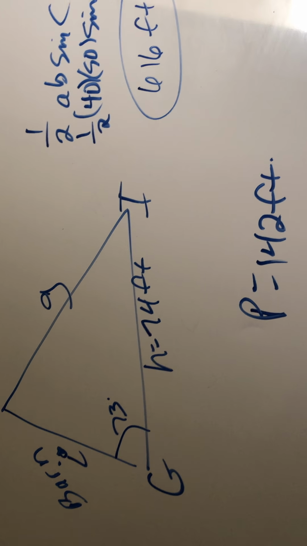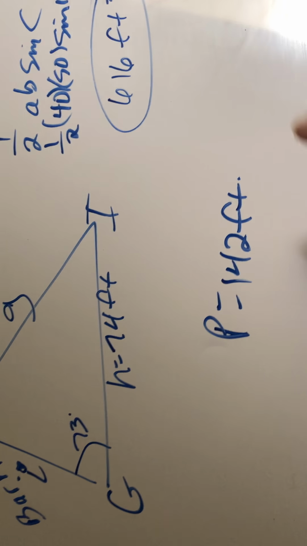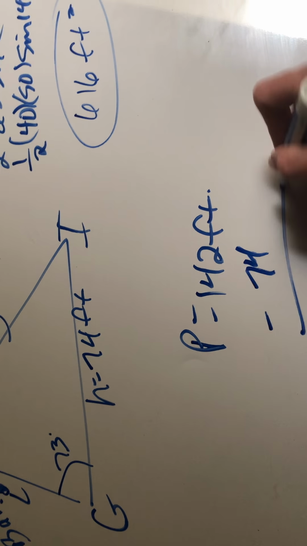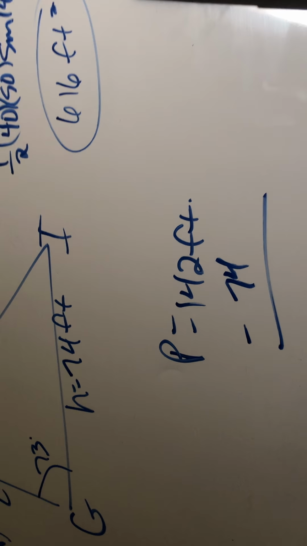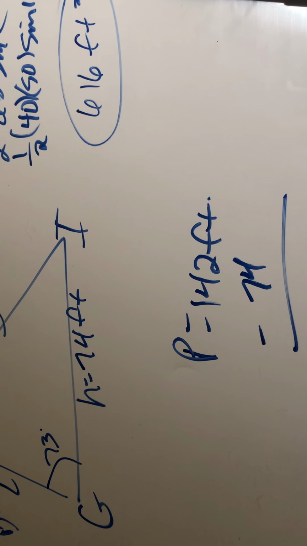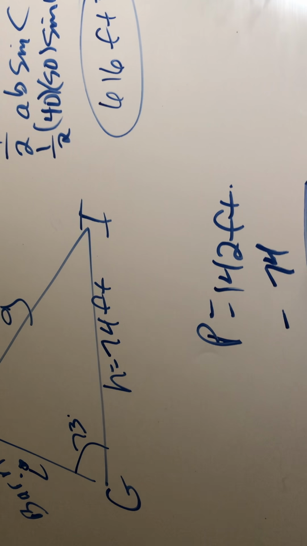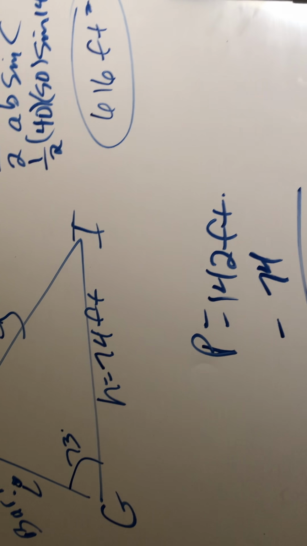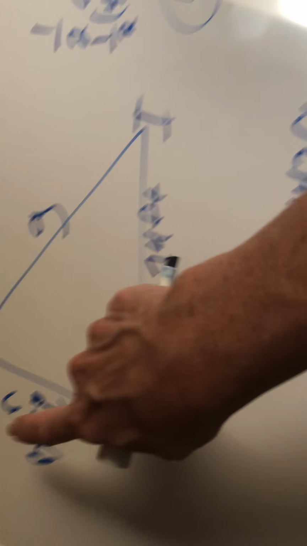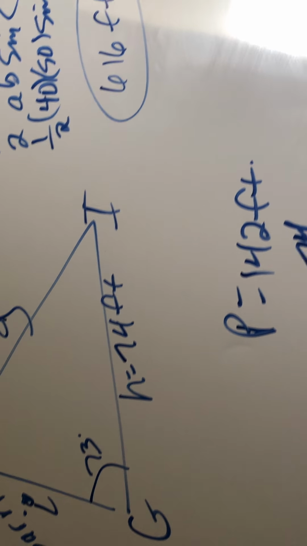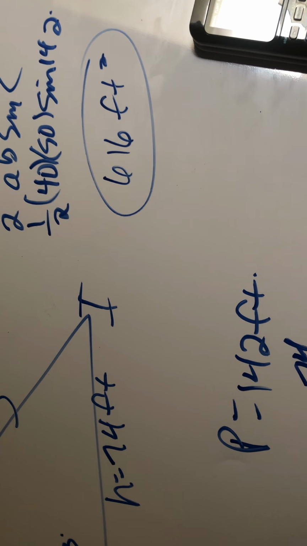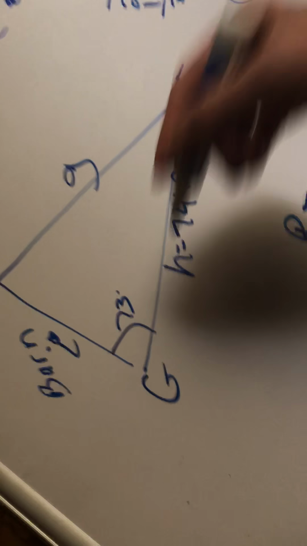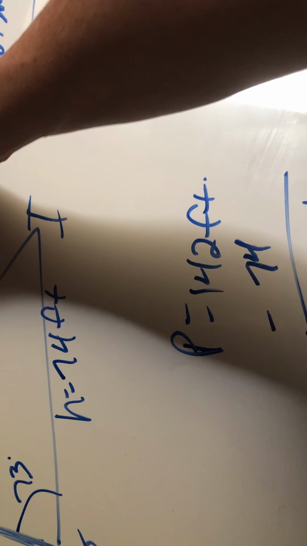Okay, so we know one side has got to be 74, so we take that 74 out. So 142 minus 74 only leaves 68 feet. So that leaves 68 feet for I and G. So if we say we put, remember the barn is making this side, so it's just 68 feet for this side.